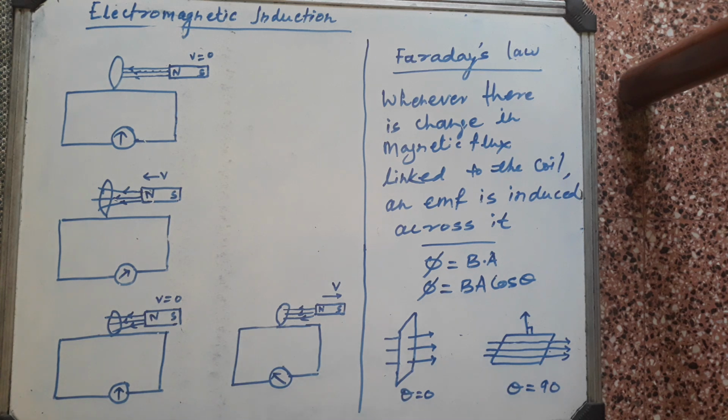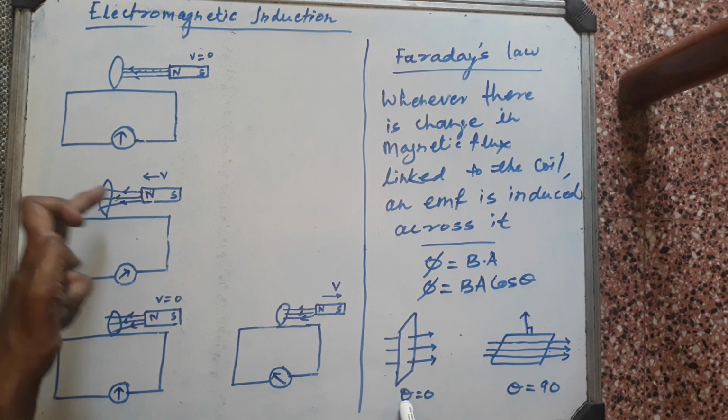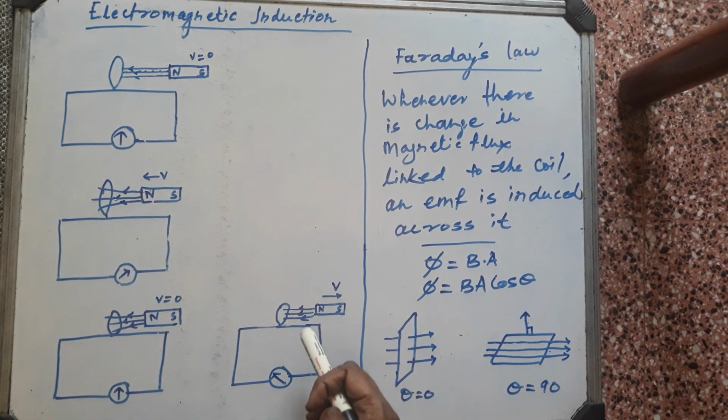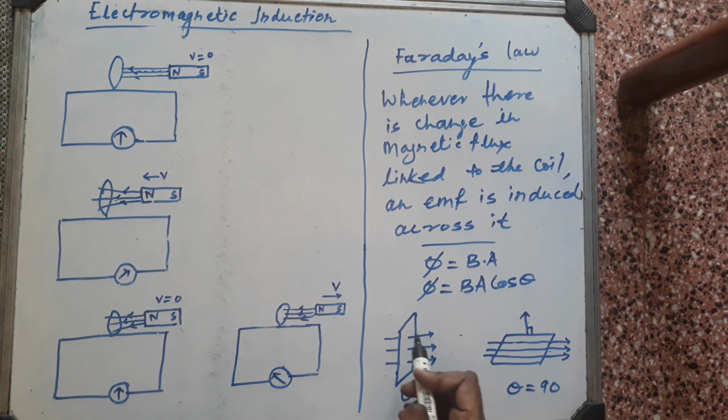So that's why when we perform the experiment, we try to show that the coil is normal to the flux line. Whenever we perform the experiment, we should keep this coil normal to the field line, so that we are able to observe the current in the circuit.